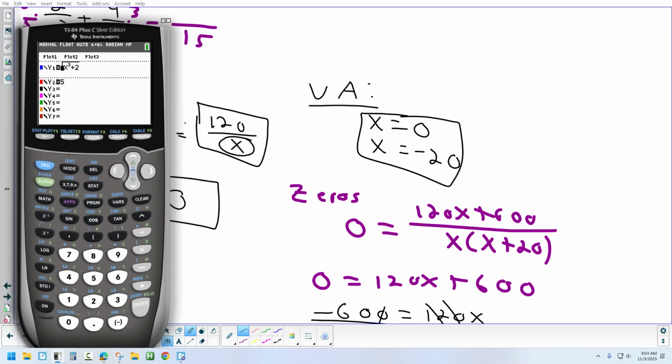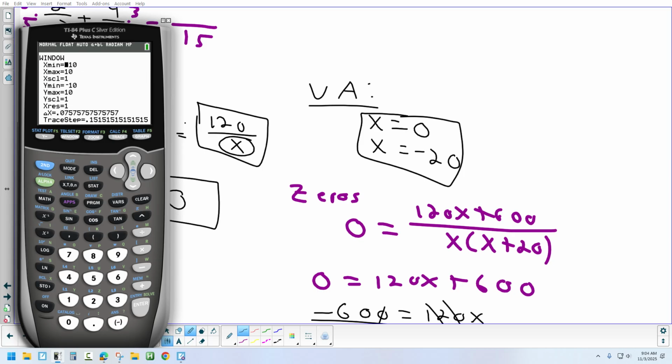You can type in the original version, or you can type in the one where we combined everything together. I'm going to do the combined one because I think it's less parentheses for me to deal with. So I've got 120x plus 600. And so I don't have to even put an extra double set of parentheses in the bottom. I'm going to multiply that x out. X squared plus 20x. I think that's the simplest way for me to type it.